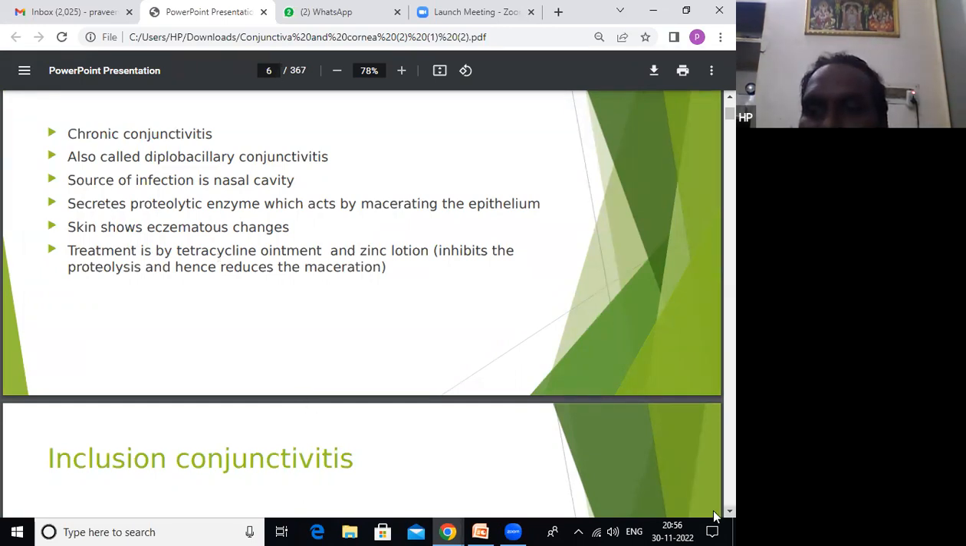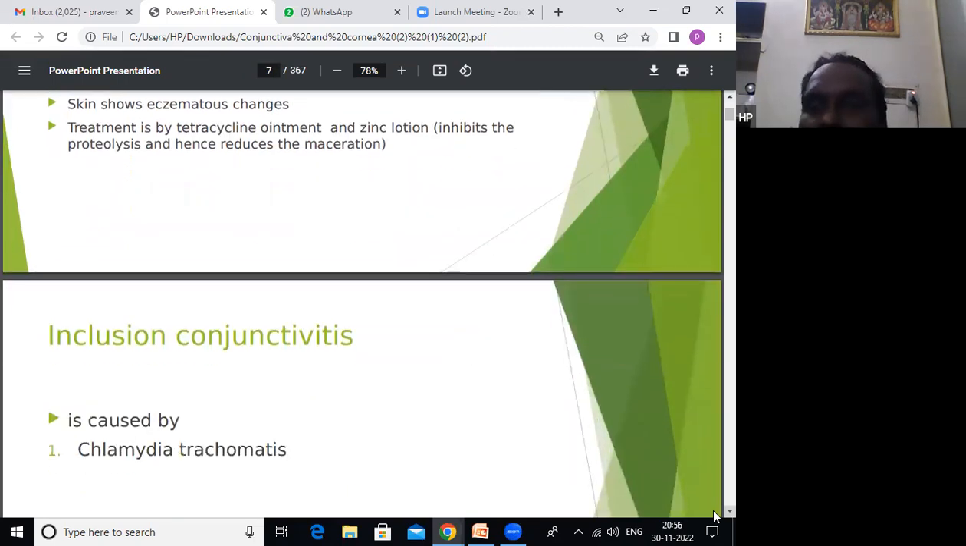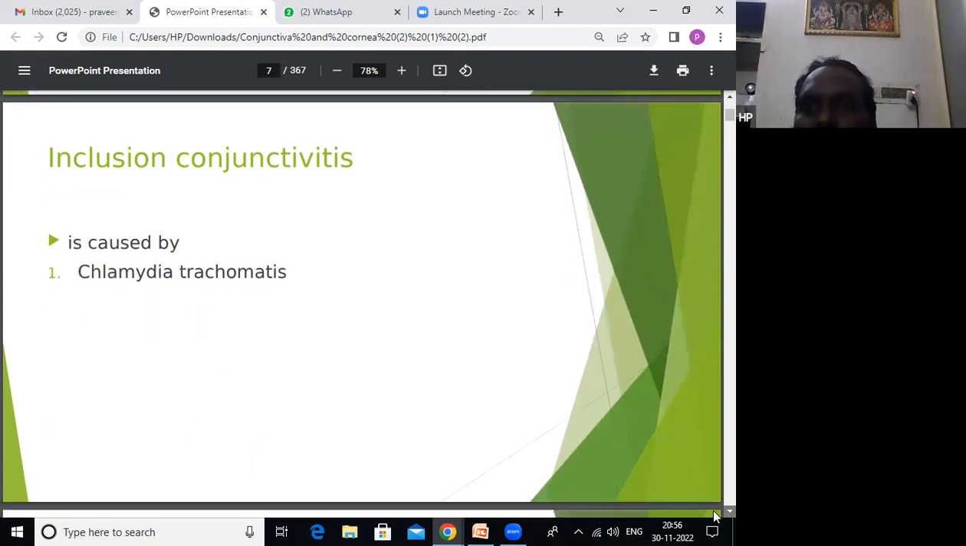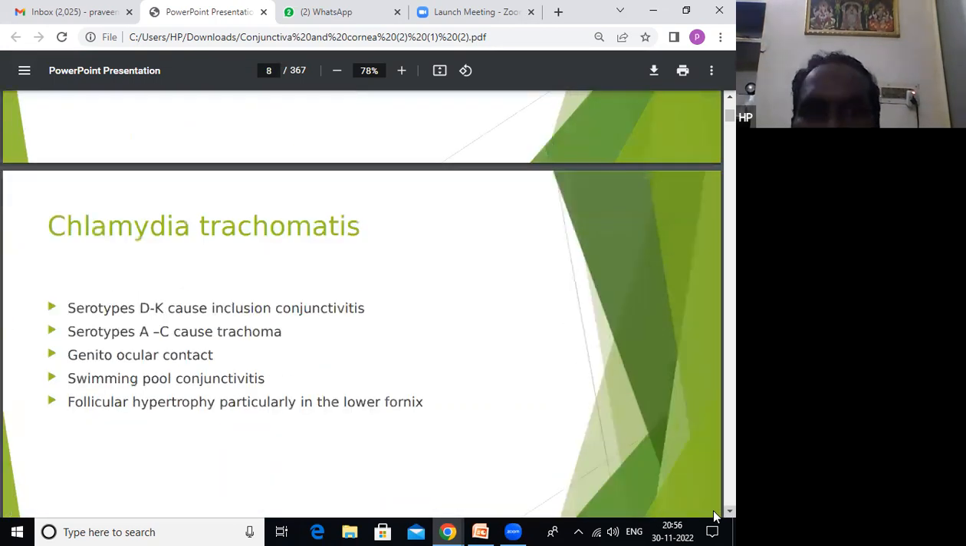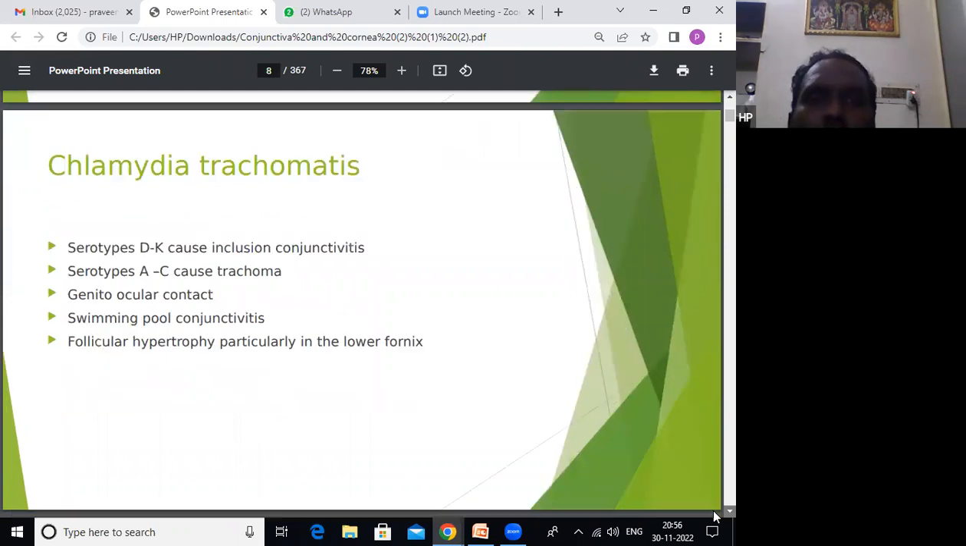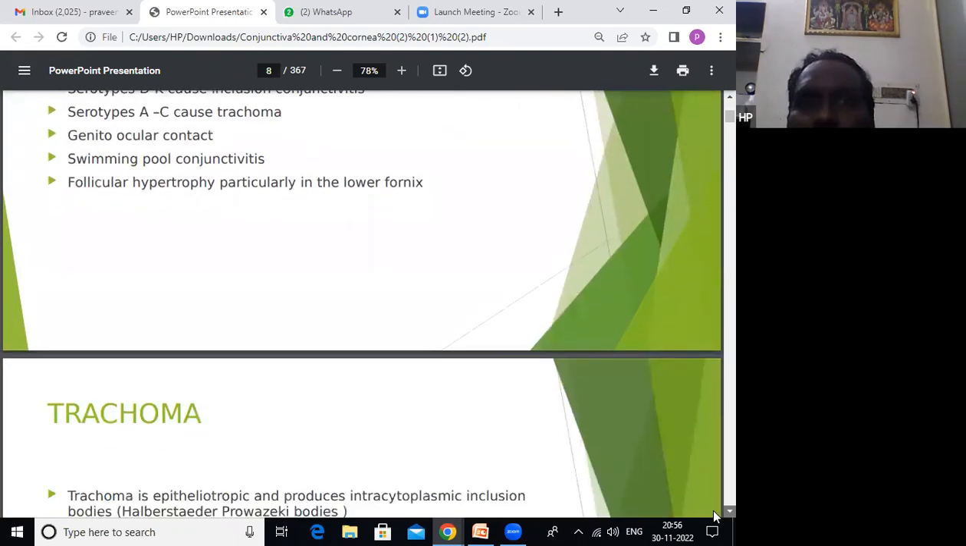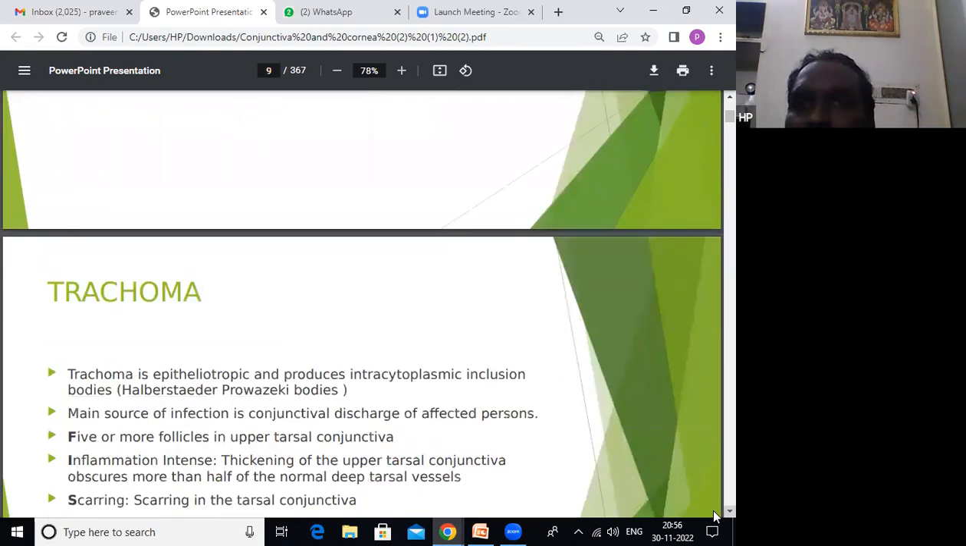Then you have inclusion conjunctivitis. The most common cause of inclusion conjunctivitis is Chlamydia trachomatis. Inclusion conjunctivitis is also called swimming pool conjunctivitis. I'm not going into the details because I will not be able to cover the whole topic within this 1 to 1.5 hours. I'm just telling the salient things, and the same PDF has been shared with you. You can go through this PDF if you have any doubts.